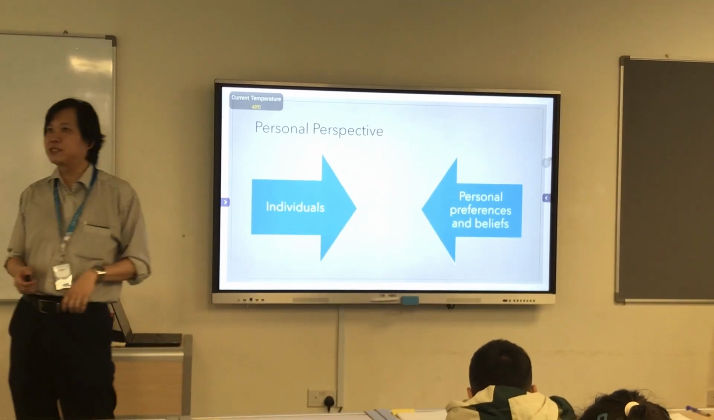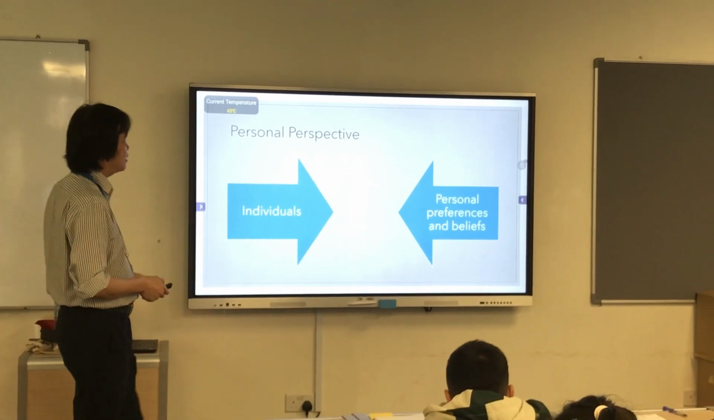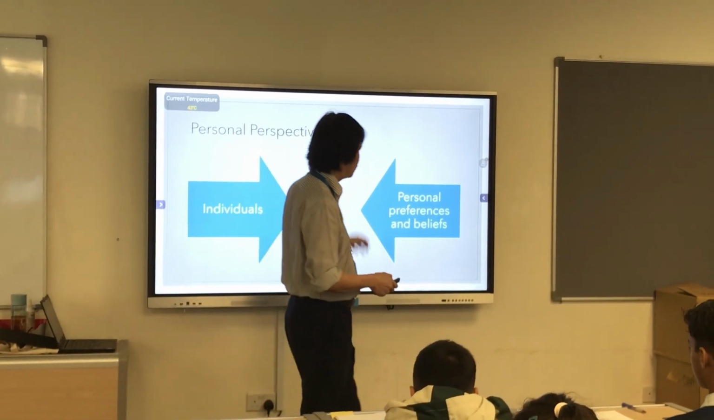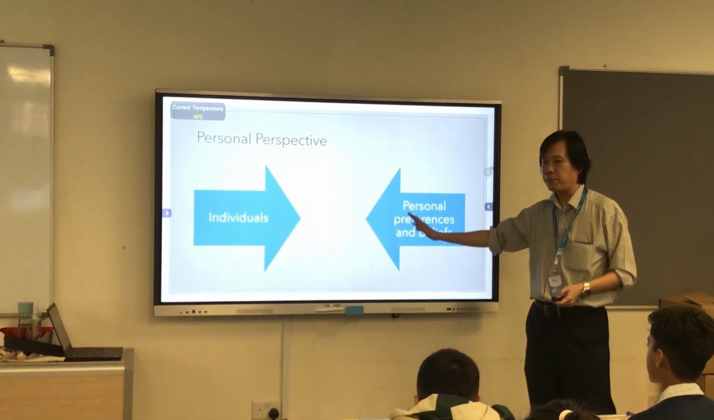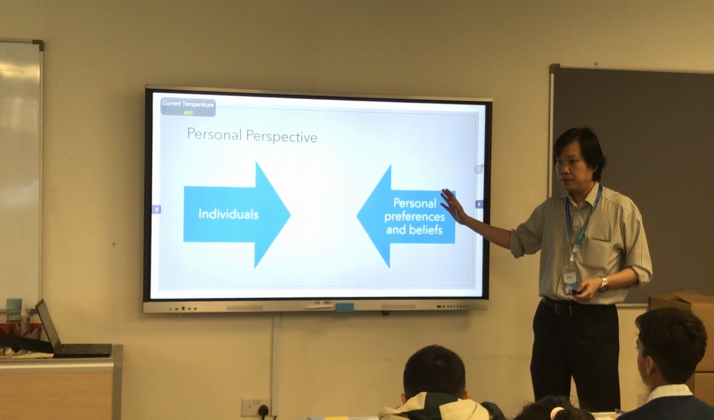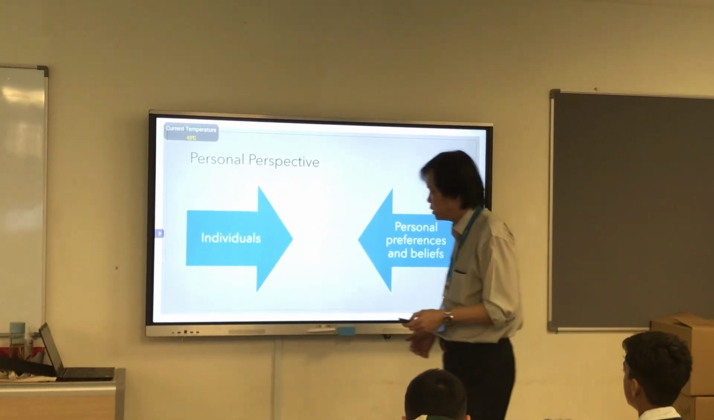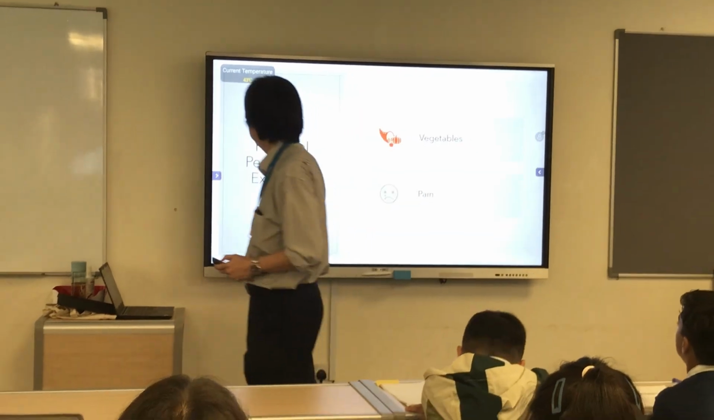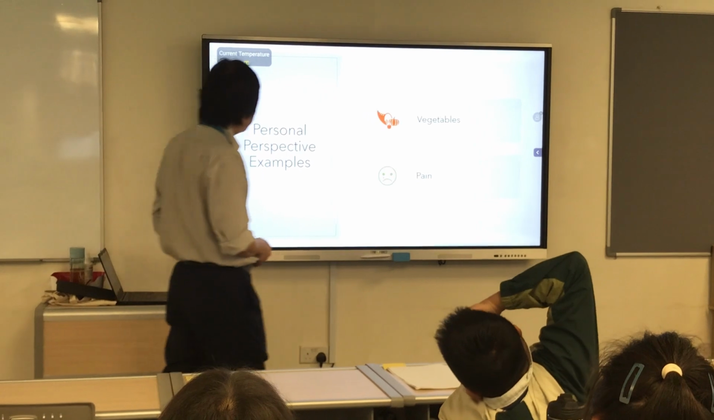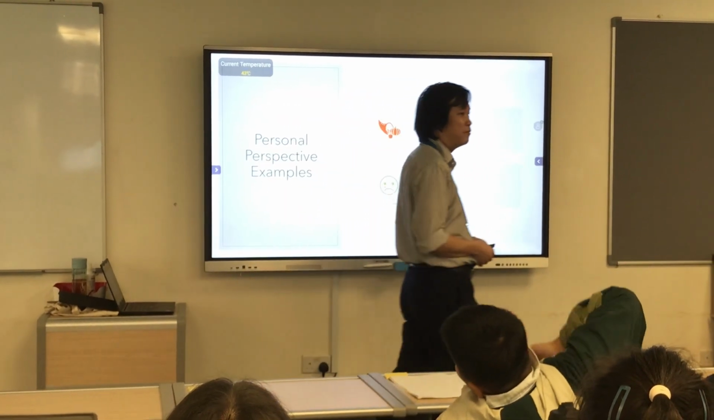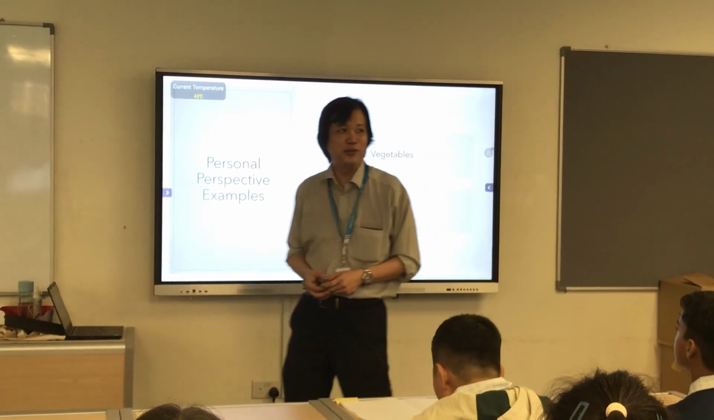Next, personal perspective. Personal perspective comes down to individuals, and we are talking about personal preferences and beliefs. What a single person wants, what a single person would believe in. So that would be the personal perspective. Okay, let's have some examples. Vegetables. Mr. Chan's personal perspective on vegetables is that they are generally disgusting.